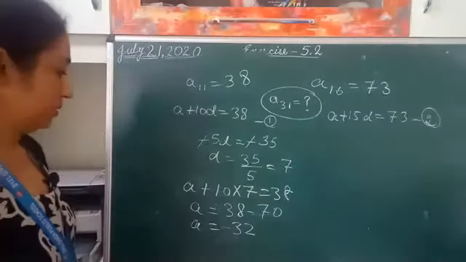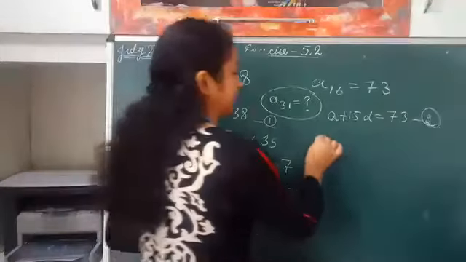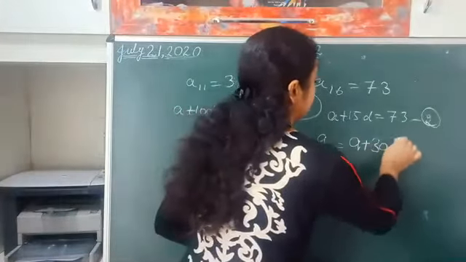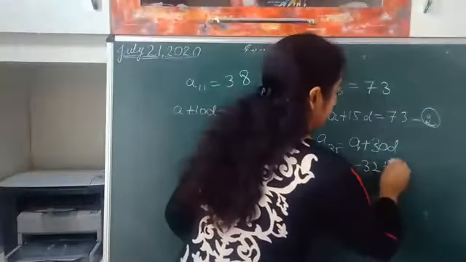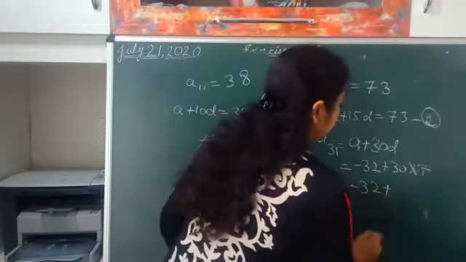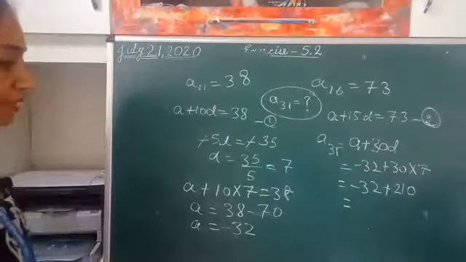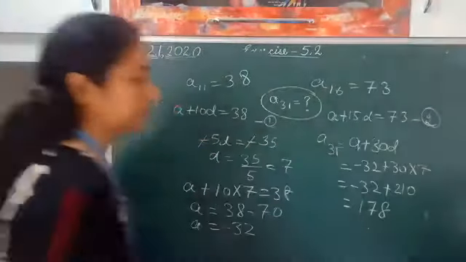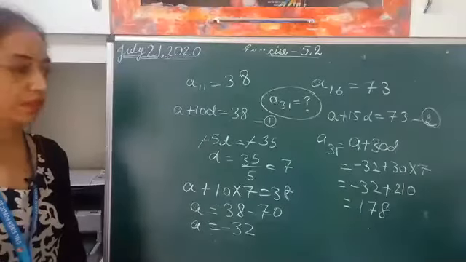Right? Okay. Now A and D you have. अब 31st term निकालने के लिए a plus 30d, which is equal to minus 32 plus 30 multiply 7, and this is minus 32 plus 210, and you are getting the answer 178. This is the 31st term of the AP.